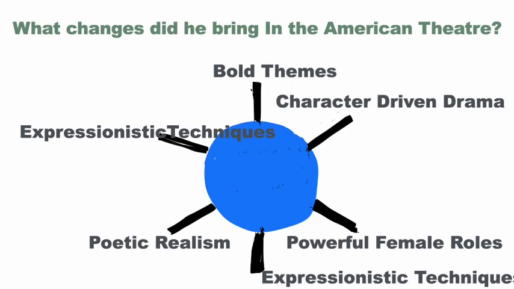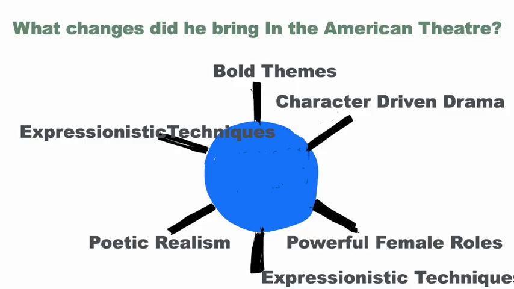Williams also brought about a shift from action to character driven drama. Instead of focusing on big events, the focus was on the slow unfolding of psychological tension. This influenced modern drama to become more character centered.